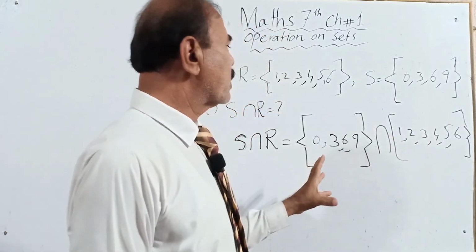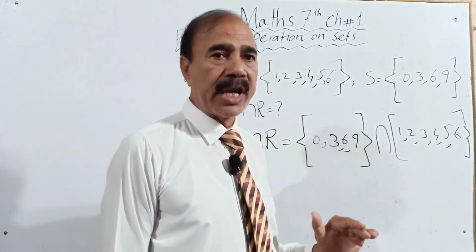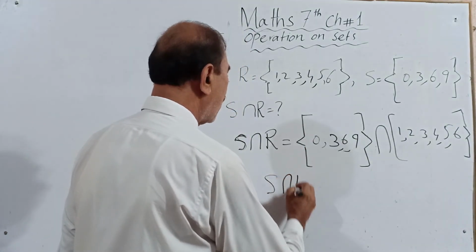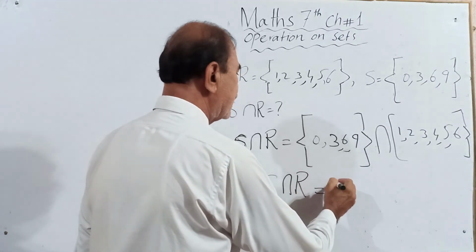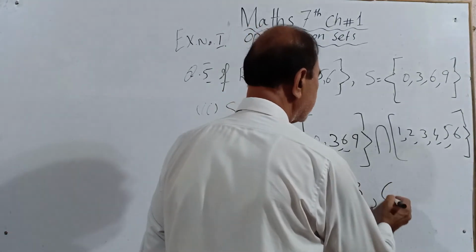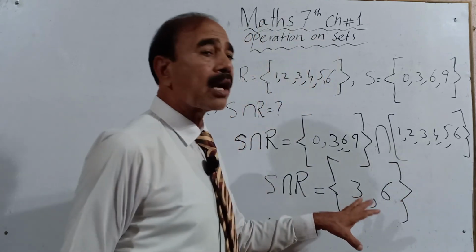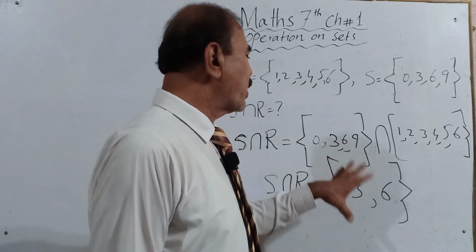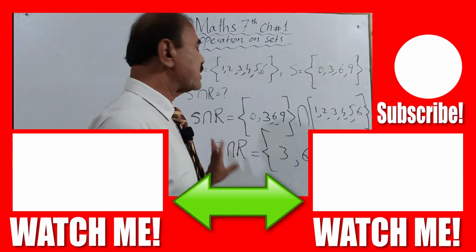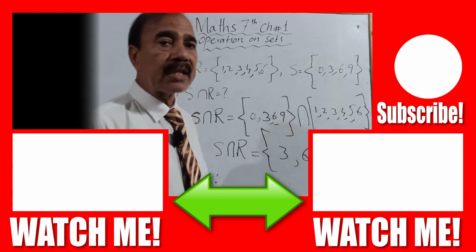Here we find only two elements, 3 and 6, which are common in both sets. And lastly, we can write S intersection R is equal to {3, 6}. These are the common elements, so we call this set the intersection of the two sets: S intersection R is equal to {3, 6}. This is your answer, dear students. Thank you.